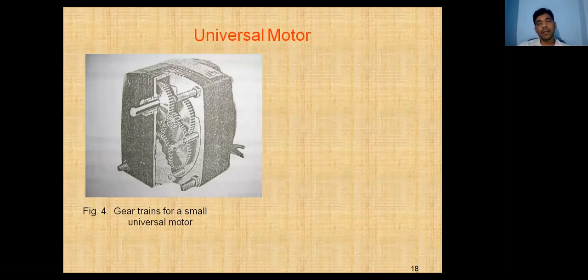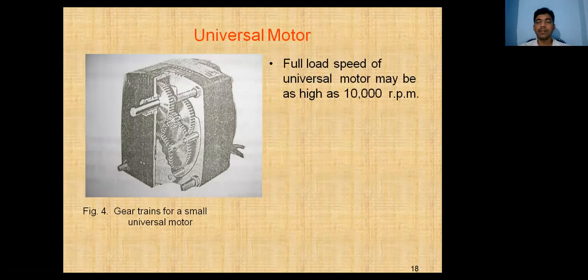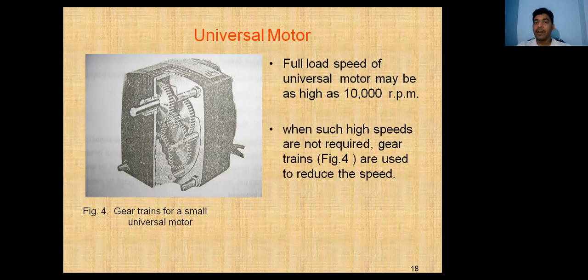Gear trains for small universal motor. So full load speed of universal motor may be as high as 10,000 RPM. When such high speeds are not required, gear trains are used to reduce the speed.